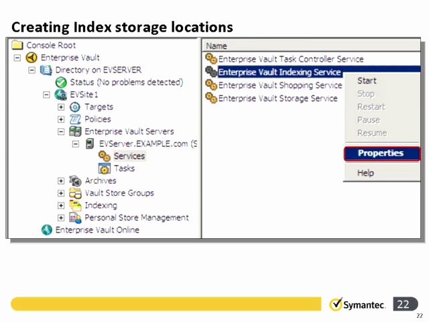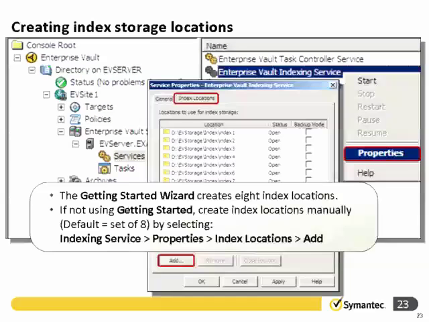So starting off with setting up the index storage locations, you navigate through your Enterprise Vault Administration Console from the directory to the Enterprise Vault site. You then go down to the Enterprise Vault Server section. You expand the individual server, which in this particular case is named EV Server. You then go to the Services node. And under the Services node, in order to set up the indexing locations, you will open up the properties associated with the Enterprise Vault indexing service. Once I open up those particular properties, I will then go to the Index Locations tab of the Enterprise Vault indexing service property dialog box, and then you will click Add.